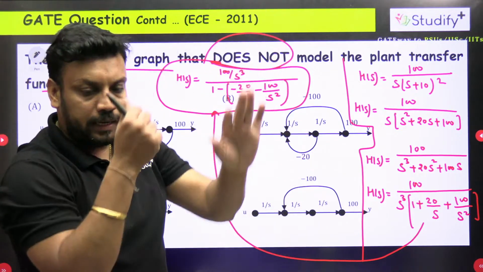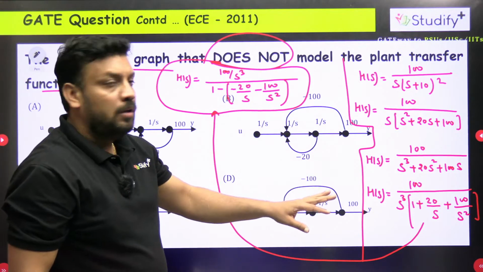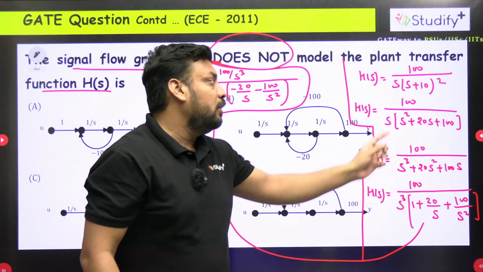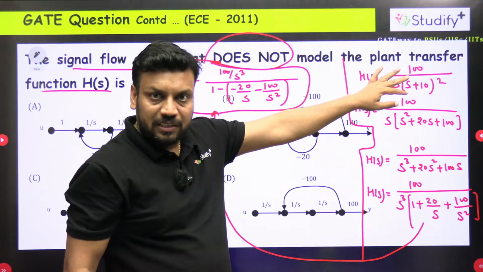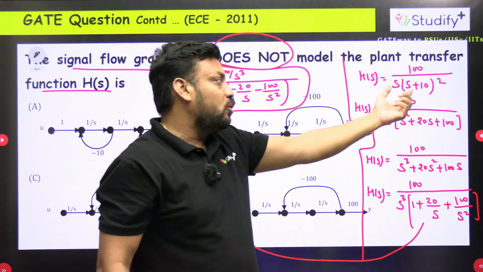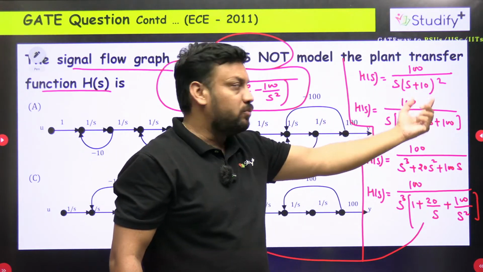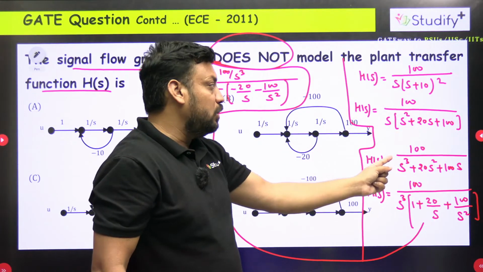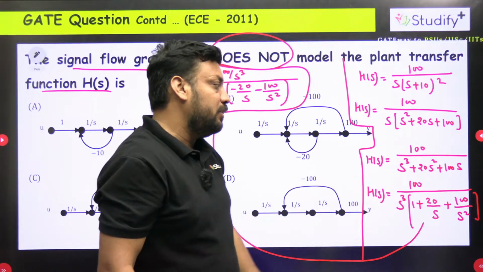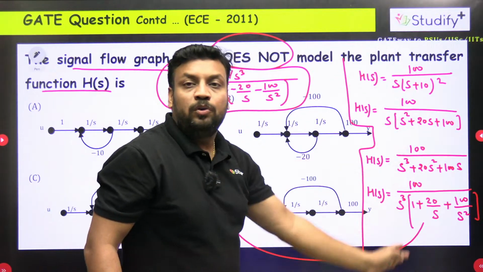So shall I repeat again or it is clear? Okay, I am repeating again what I did, guys. H is equal to 100 upon s into (s plus 10) whole square. This was the question, sir. After that we open the bracket (a plus b) whole square, a square plus b square plus twice ab, and after that open the bracket for s, so it will be s cube plus 20s square plus 100s. And why am I doing this?